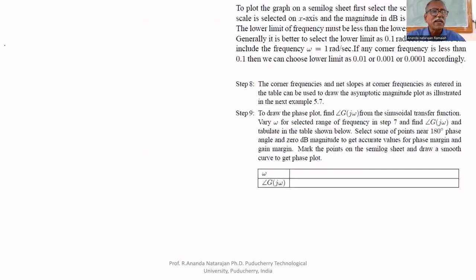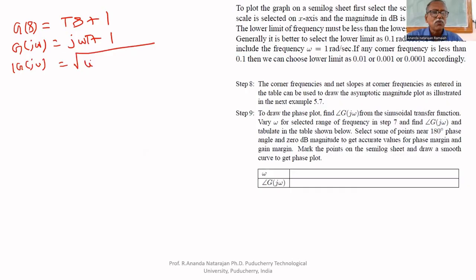Suppose the first order factor is in the numerator. G of s equal to tau s plus 1 in the numerator. What will you get? G of j omega equal to j omega tau plus 1. Therefore, modulus of G of j omega equal to square root of omega square tau square plus 1. What is the corner frequency? Omega equal to 1 by tau. If you substitute omega equal to 1 by tau, it becomes 1.